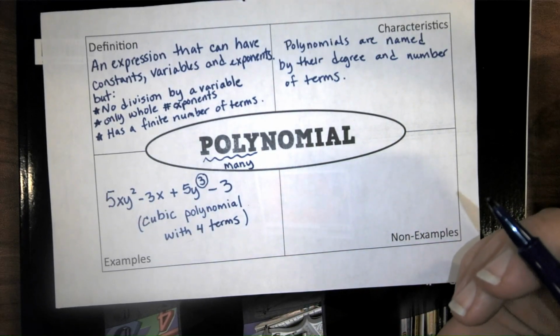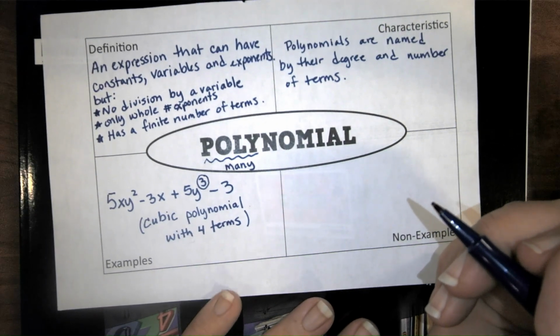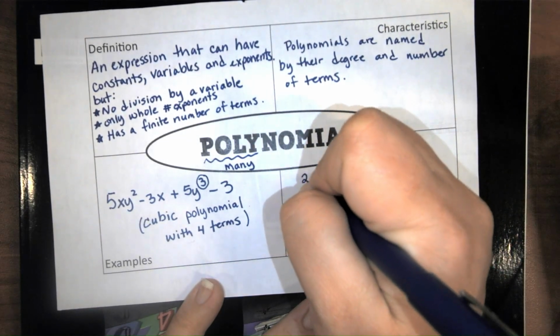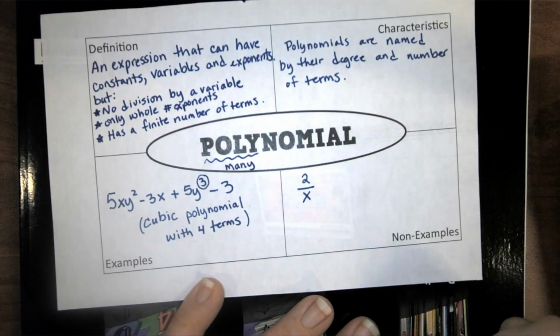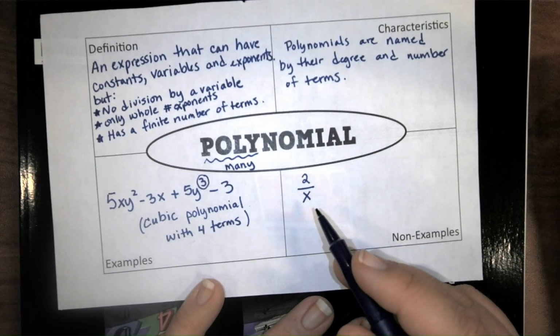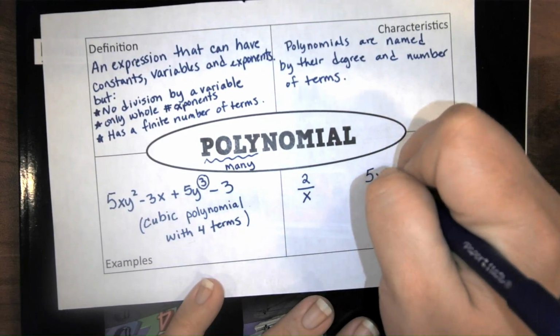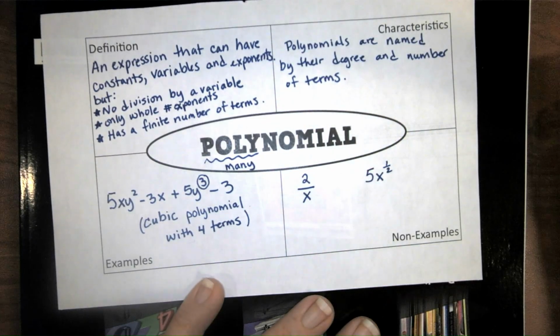Now, some non-examples. We said that a polynomial cannot have division by a variable. So something like 2 divided by x. That is not a polynomial, because there's a variable in the denominator. It also has to have only whole number exponents. So something like 5x to the 1/2 power is not a polynomial.